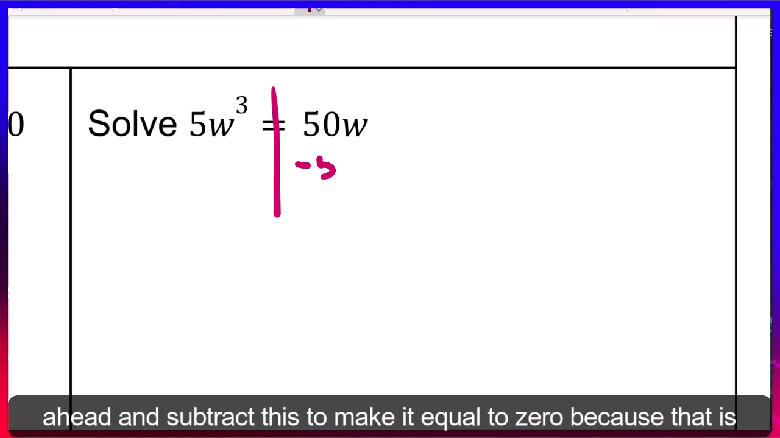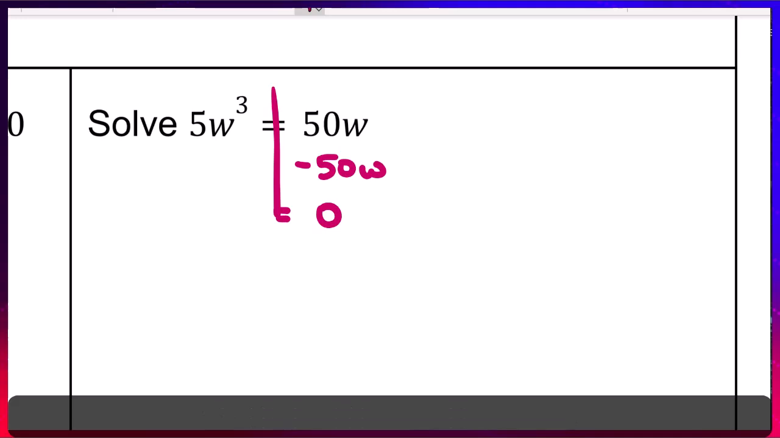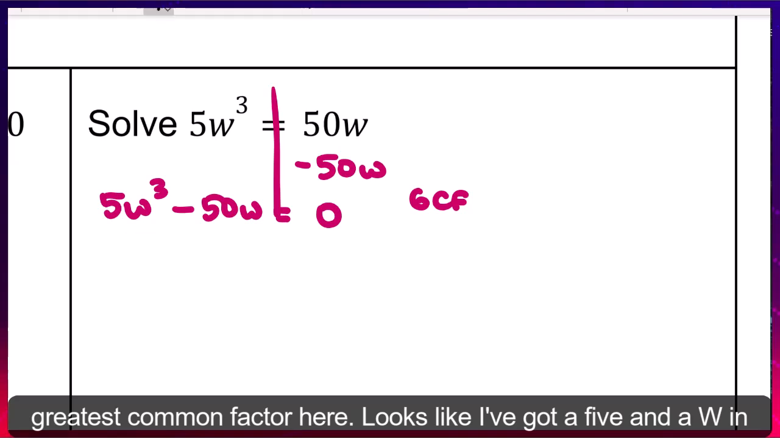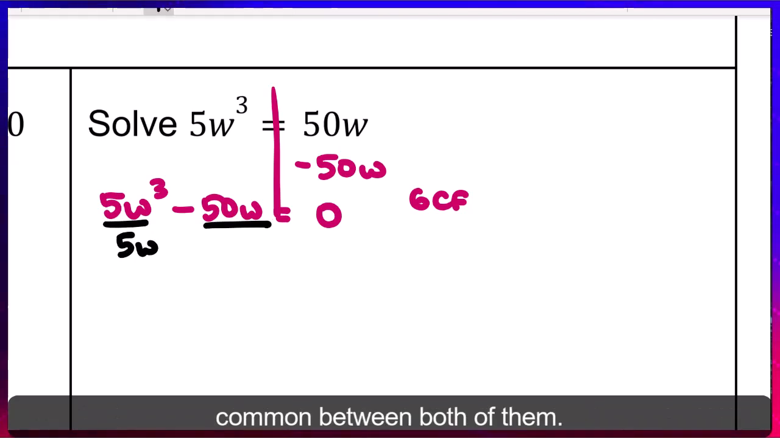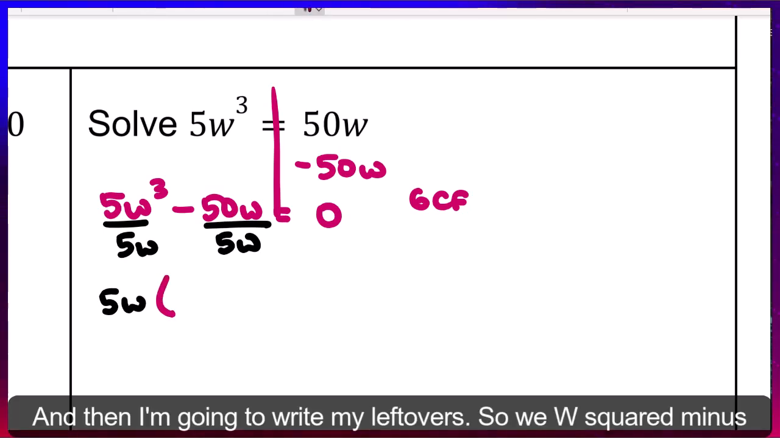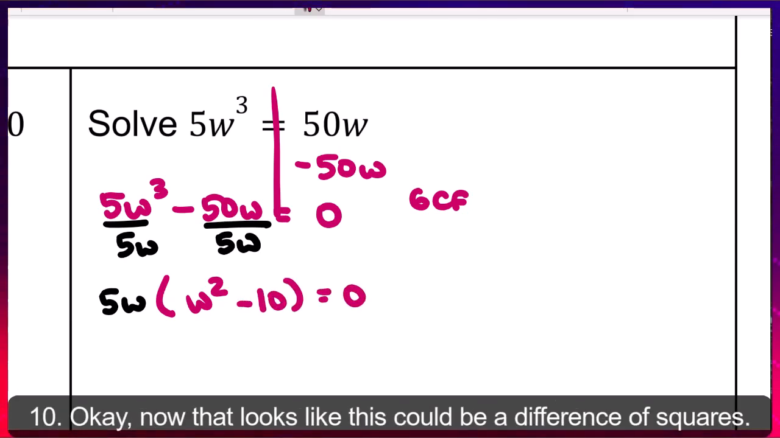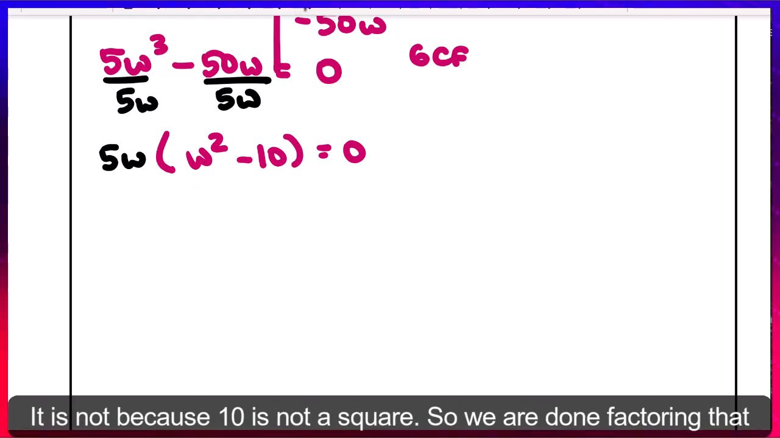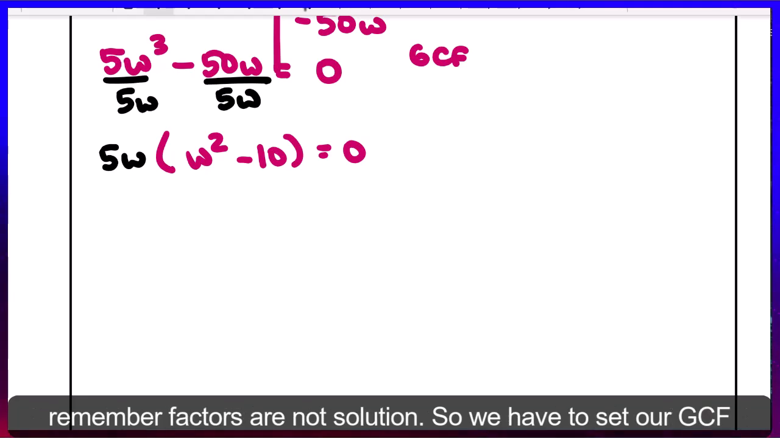And I'm going to go ahead and subtract this to make it equal to 0 because that is what it should be equal to anyway. So I have 5w cubed minus 50w, and then we're going to take a greatest common factor here. Looks like I've got a 5 and a w in common between both of them. And then I'm going to write my leftovers, so it'll be w squared minus 10. Okay, now that looks like this could be a difference of squares. It is not, because 10 is not a square. So we are done factoring, but remember, factors are not solutions.